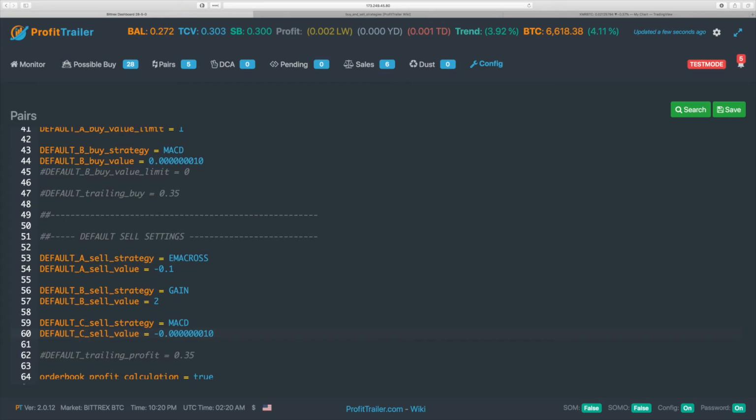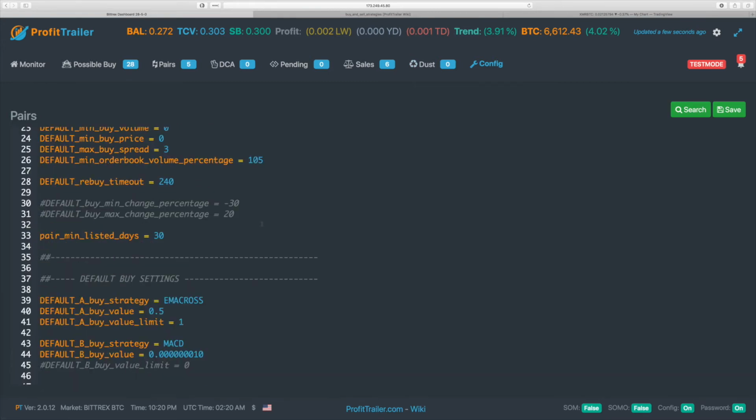Notice I also, for this particular setup, disabled the trailing profit, mainly because I don't want it ranging too far down. I want it to just go ahead and buy right at that cross, at the cross down again. Or should I say sell? I want it to sell at the cross down. I keep confusing sell and buy today. This is not good. Anyway, moving on, we're going to go on over to the DCA.